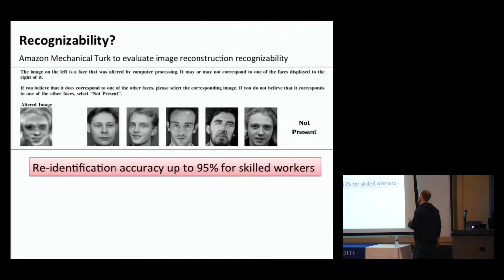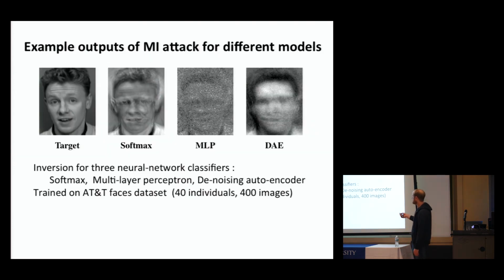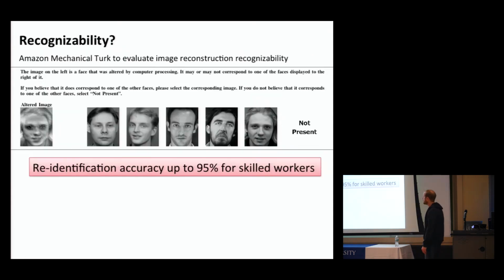Right, and so there's a bunch of details in the paper, like overall average accuracy was like 80%. And there are some people who are surprisingly good at this. They were able to re-identify like 95% of the time. Skilled workers, just people who were consistently good at doing this. And it's amazing to me that they can do that for these kind of noisier pictures, but pretty impressive.